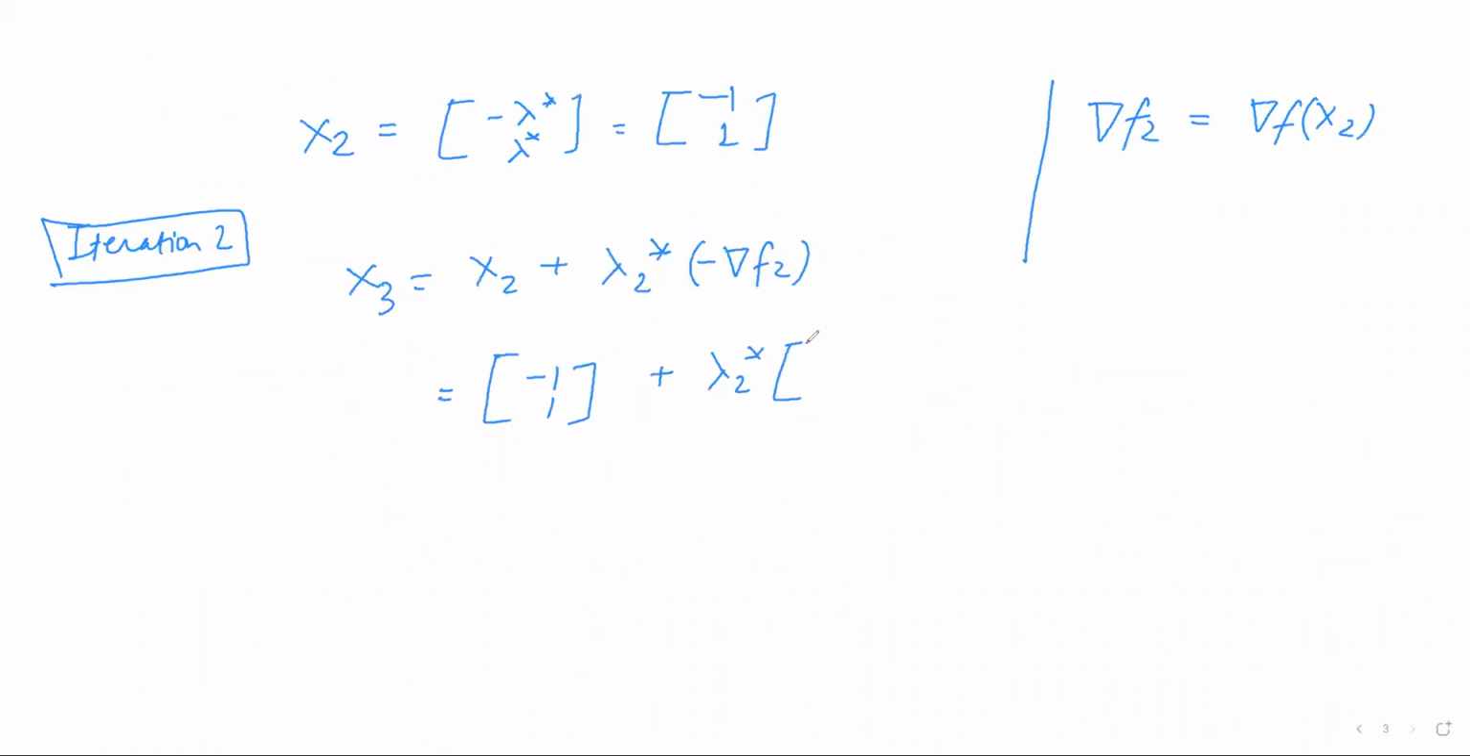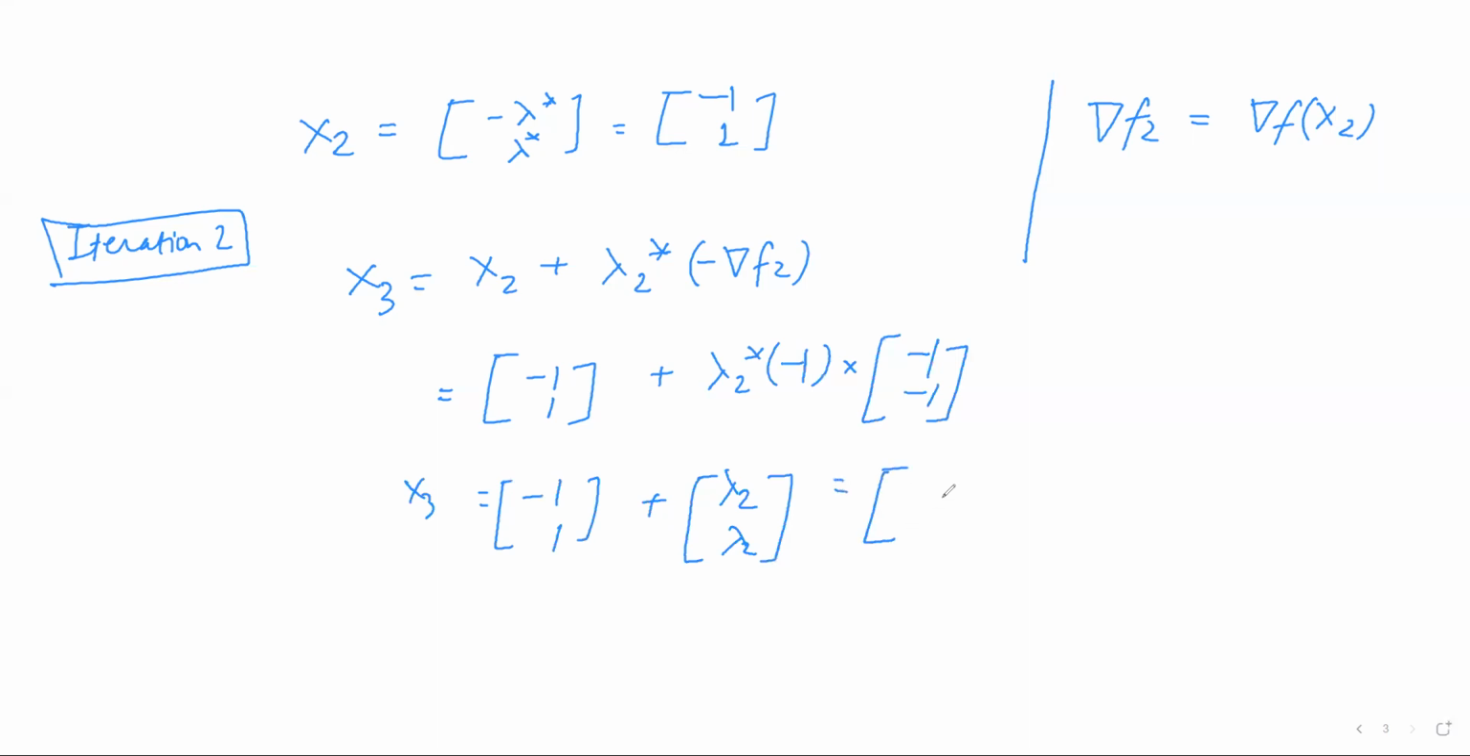Okay, so we'll substitute this here. Let me write it this way. This minus term will remain, so minus 1 into what is grad f2? We just now calculated it, -1 1. So this would be -1 1 plus -1 into this -1, it will be +1 +1. It would be a 1 1 column matrix with lambda2 multiplier, that is lambda2 lambda2. This is our x3 value. Writing it this way: -1 plus lambda2, 1 plus lambda2. So our x3 now is formed.